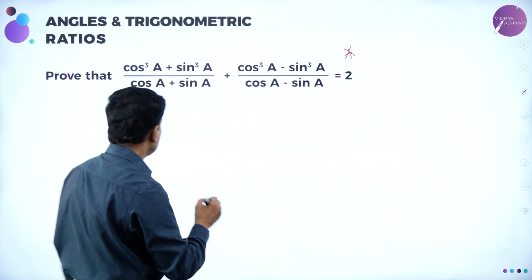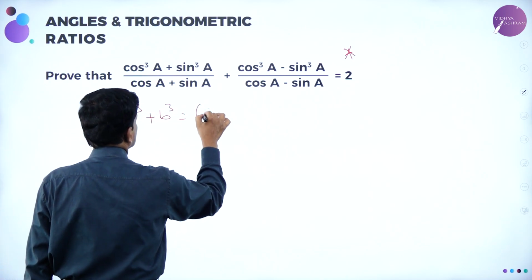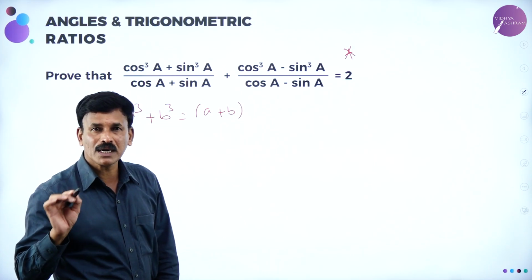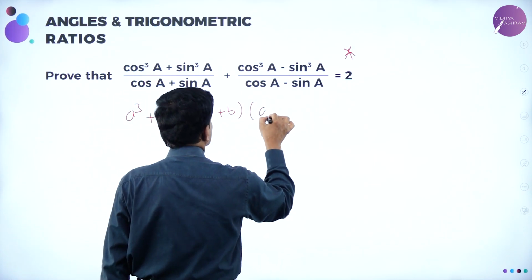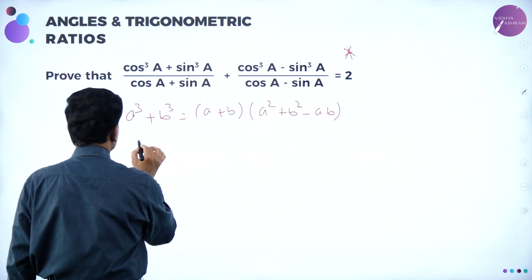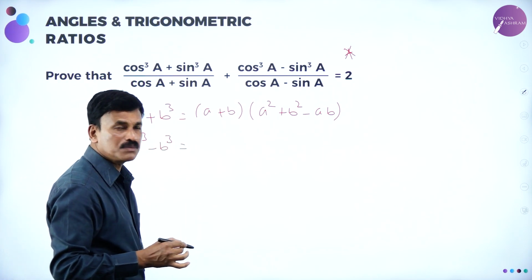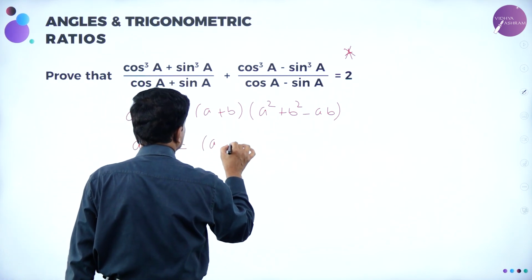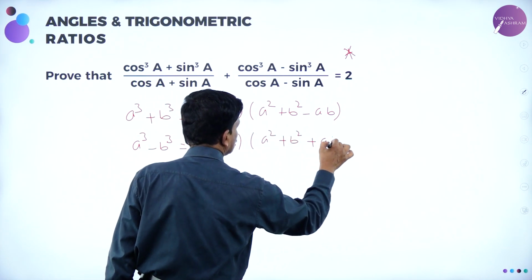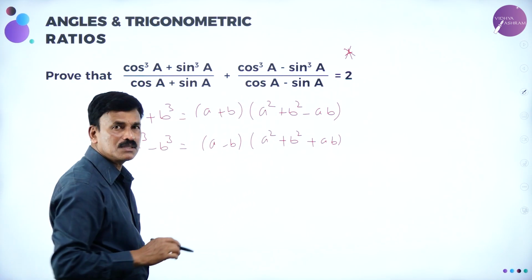Now a cube plus b cube can be written as, the formula for a cube plus b cube is a plus b into a square plus b square minus ab. Similarly for a cube minus b cube, a cube minus b cube can be written as a minus b into a square plus b square plus ab. If it is plus, here it is minus. If it is minus, here it is positive.